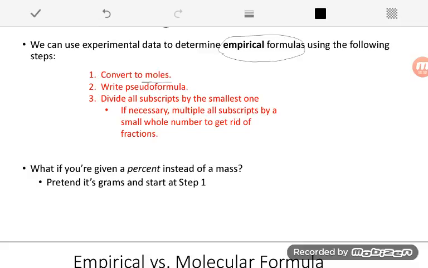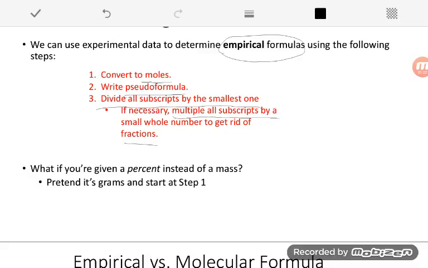We're going to write what's called a pseudo formula, which is where we're going to use those moles as subscripts for a chemical formula. And then to get whole numbers, we're going to divide all those subscripts by the smallest one. If we don't end up with whole numbers at that point, we can multiply our subscript by some small whole number to get rid of any fractions. And we're going to see an example of this.